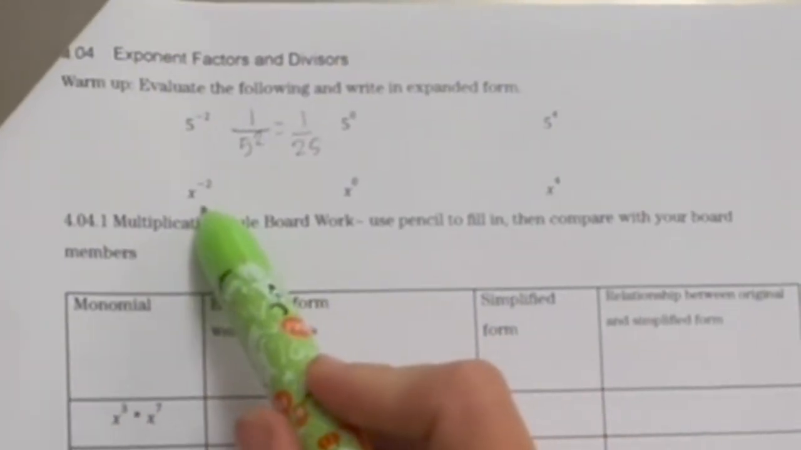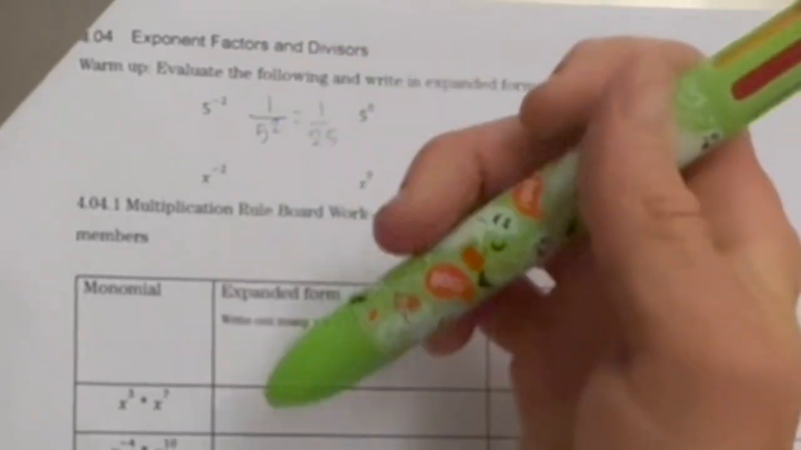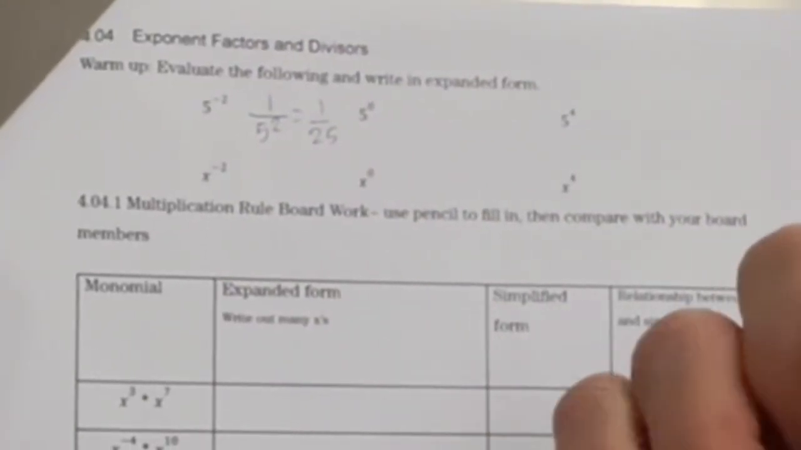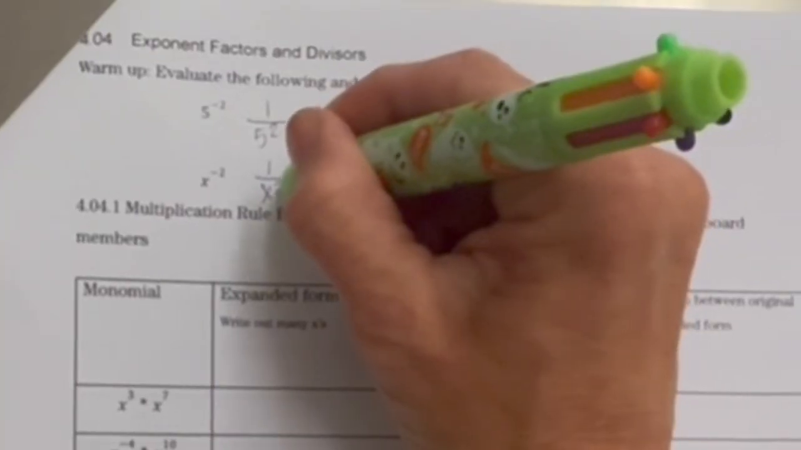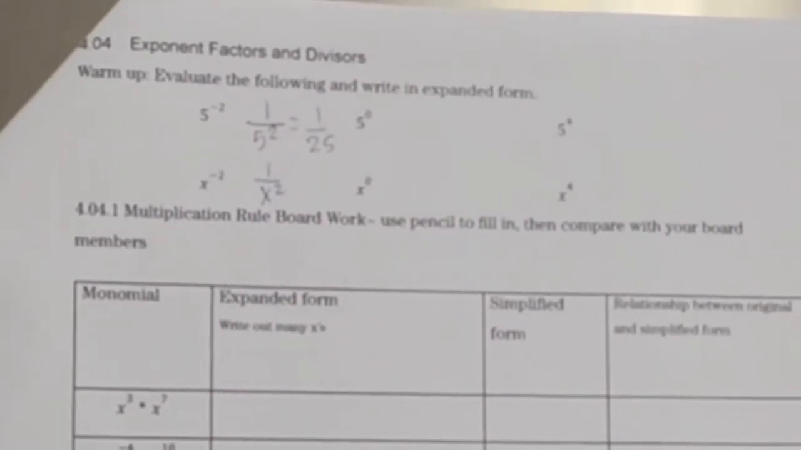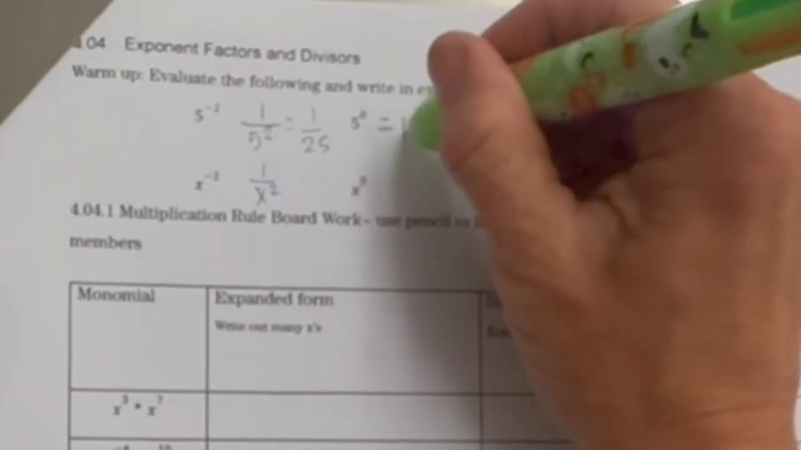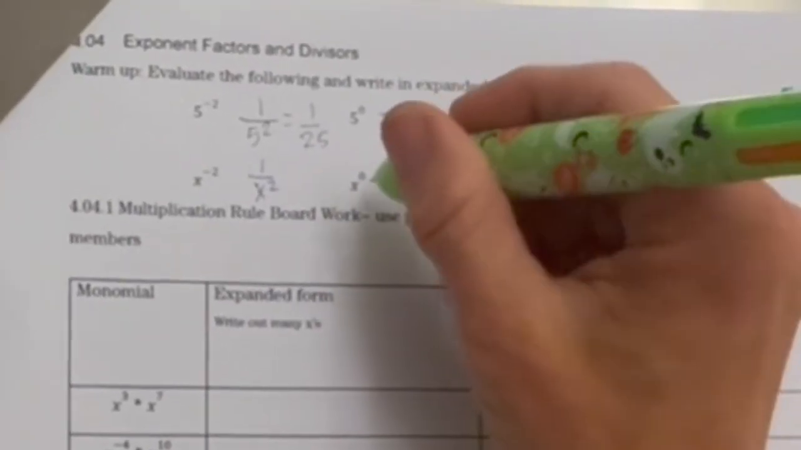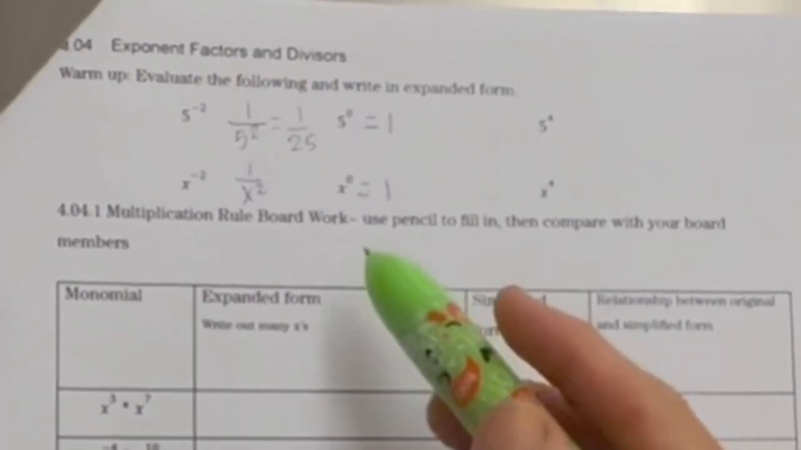If it's just x, we don't expand it to 25. It's still a fraction, and it becomes 1 over x, and then the exponent was 2, and the negative has moved it to the bottom. Anything to the 0 power is equal to 1, so that's super fun. And x to the 0 power would also be equal to 1.